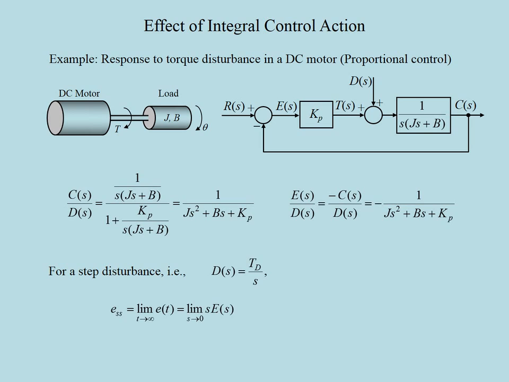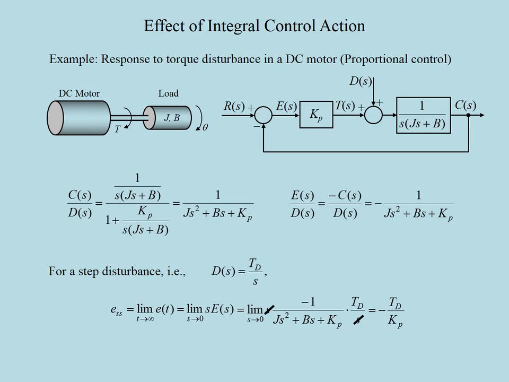We can use the final value theorem to obtain the steady state error in this case by substituting the transfer function from the disturbance to the error signal and the Laplace transform of the disturbance and cancelling an s in the numerator and the denominator. We get the steady state error as minus Td divided by Kp.